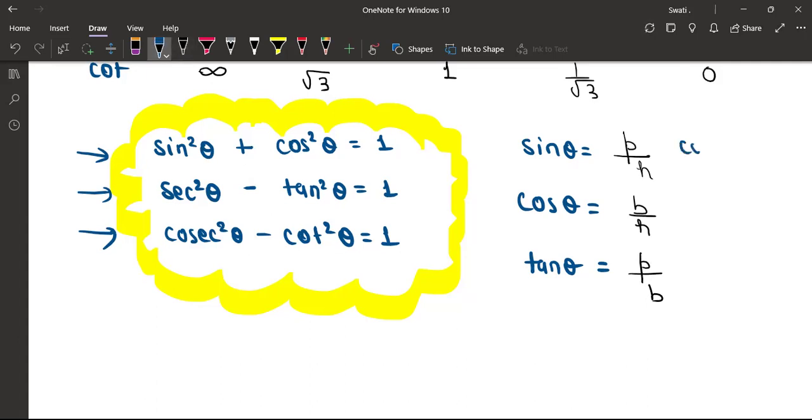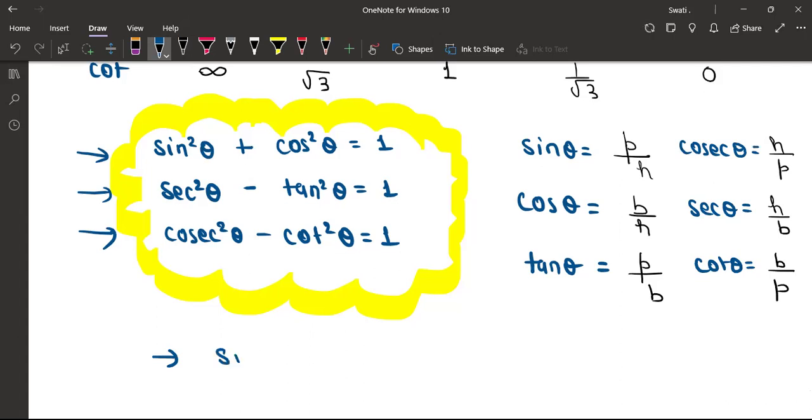Okay. And then cosec will come out from this, why? Because cosec theta and sin theta are reciprocals of each other. From here sec theta will come out because they are reciprocals, and cot will come out because tan and cot are reciprocals of each other. So tell me, what will cosec be? You don't need to remember this, just invert it: h by p. Then h upon b. B upon p. Very good.